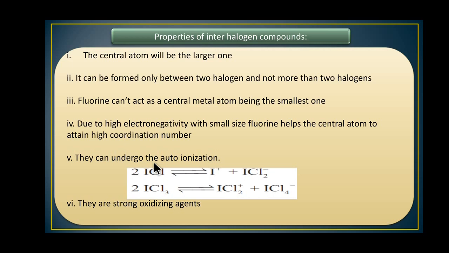Interhalogen compounds undergo autoionization. For example, the AB type compound ICl dissociates to give the ions I+ and ICl2-. For the AB3 type, the compound dissociates to give ICl2+ and ICl4-. Next, they are strong oxidizing agents. The interhalogen compounds act as strong oxidizing agents.